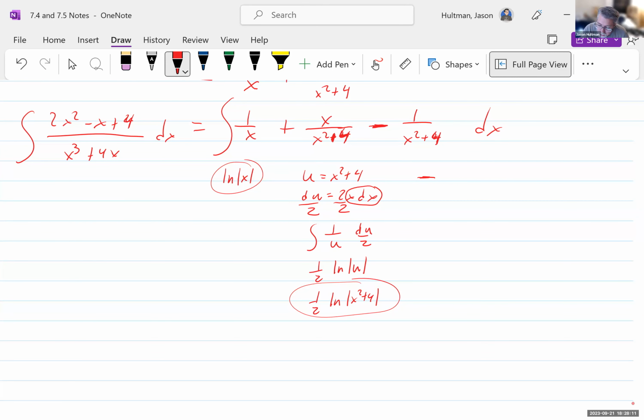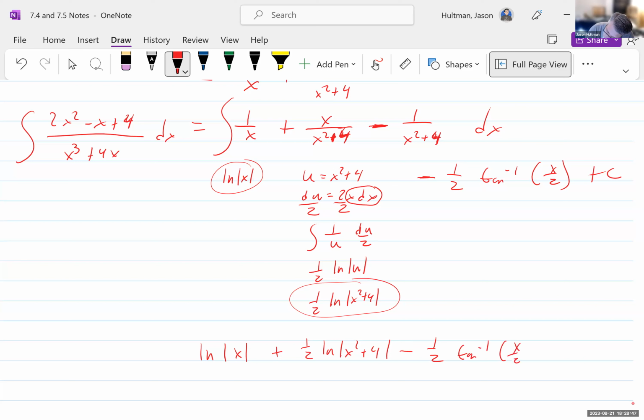that formula that we talked about and said, well, this is 1/2 inverse tangent of x/2 plus c. And where'd I get that from? Well, I gave you the formula right before this problem. Okay, so let's put this all together. This is the natural log of absolute value of x plus 1/2 natural log of x squared plus 4 minus 1/2 times the inverse tangent of x/2 plus c.